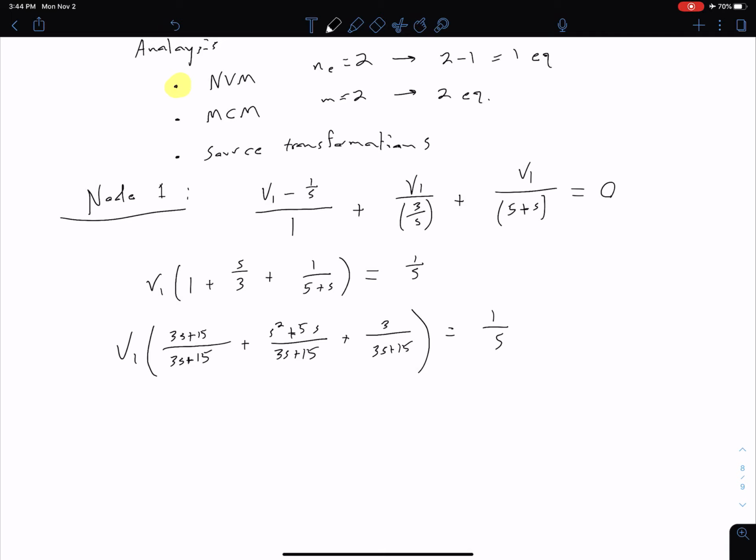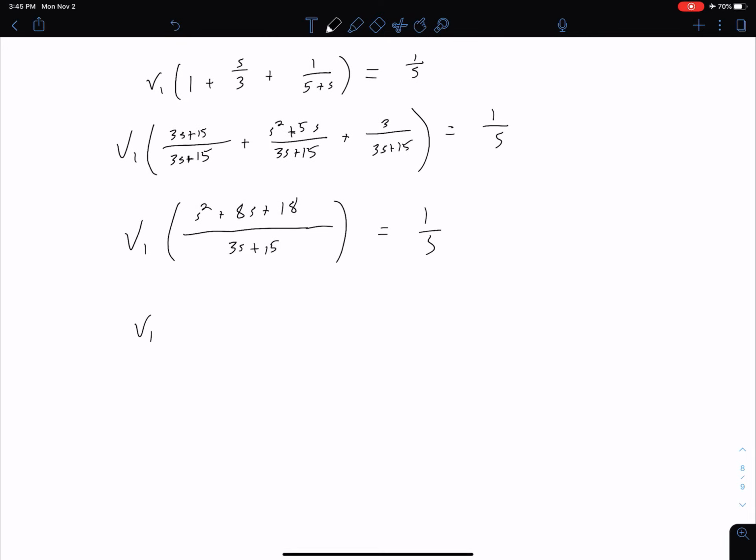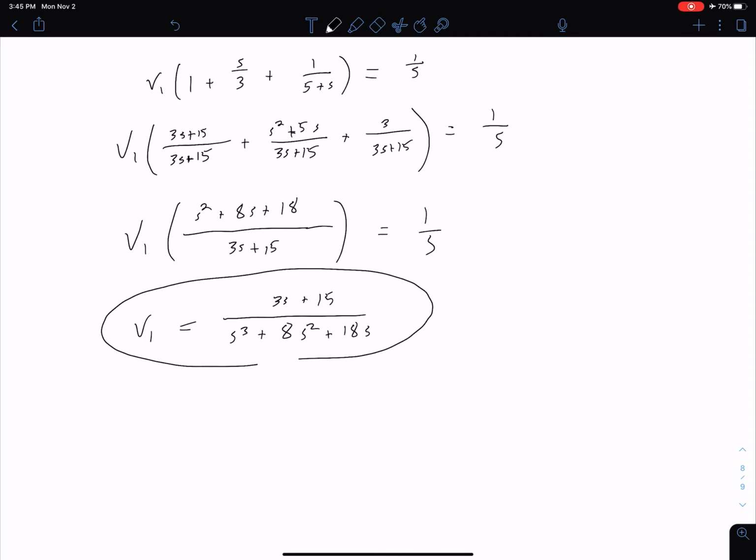Now that we have a common denominator on the left, we can combine all of these terms. Doing that, we get V1 being multiplied by S squared plus 8S plus 18, over our common denominator 3S plus 15, and that is equal to 1 over S. From there, we can pretty easily solve for our V1, which is equal to 3S plus 15 in the numerator, over S cubed plus 8S squared plus 18S. So here we found our V1.